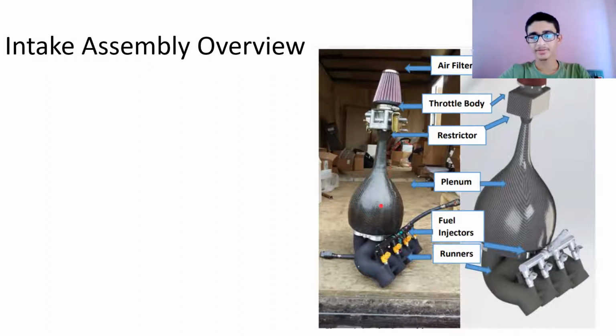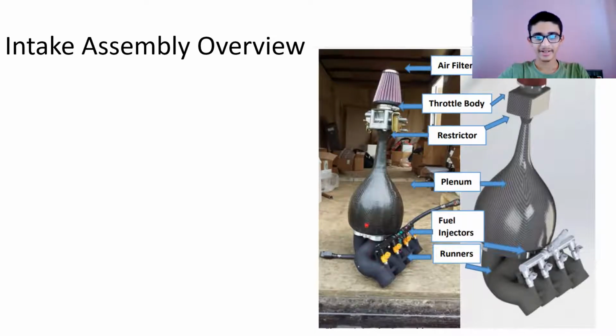Then we can have a plenum. A plenum is a type of air reservoir or air-fuel mixture reservoir, and there is no rule to have a plenum compulsorily. We can have a plenum, we may not have a plenum. That is completely dependent on our designs. Then we have fuel injectors and runners.